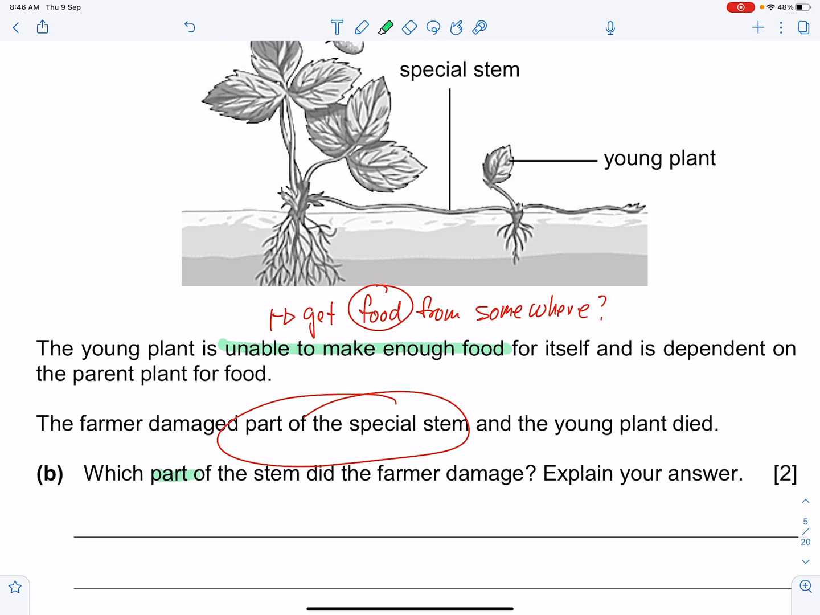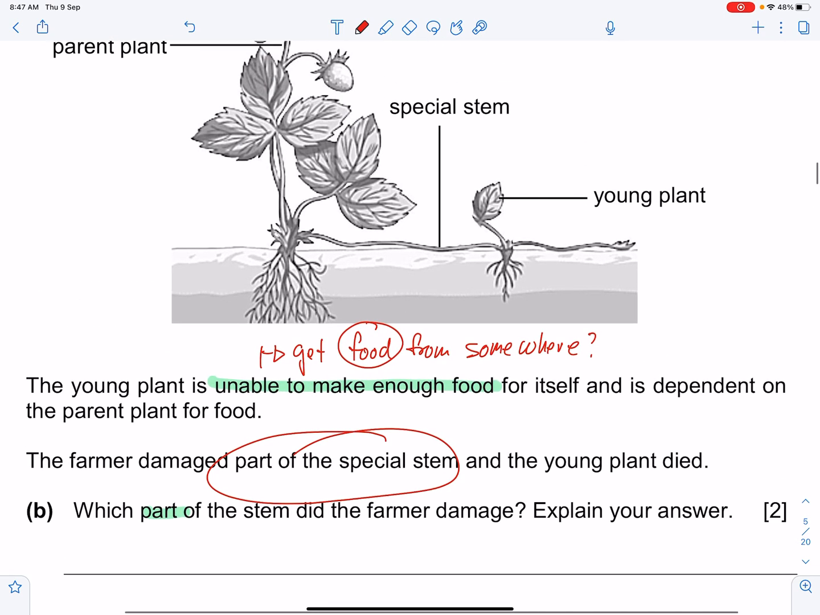So, it's really about going back to your basic knowledge. This paper is not difficult. It just requires you to really apply your basic concept. Okay, so because the phloem is damaged, it's not able to receive food, or food cannot be transported.